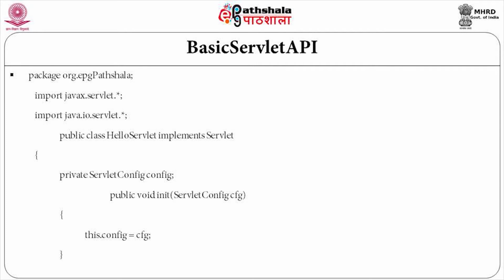So, we have the public void init, parameter is servlet config. What do we do here? A servlet config is being injected, fine, we will store it in our config object. So, this dot config equals the parameter, whose name here is config. So, this dot config is config. That is what goes in the init method, fine, we will not do much in the init method.